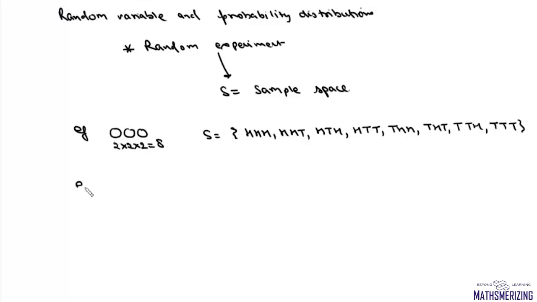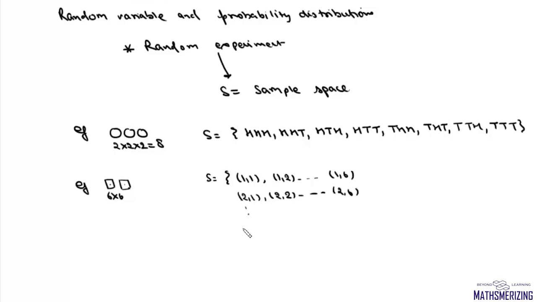And if we take another example, suppose we roll a pair of dice. Now, if we roll a pair of dice, we have 6 into 6, 36 choices. Now in this case, this sample space will contain 36 sample points, and they are (1,1), (1,2), up to (1,6), (2,1), (2,2), up to (2,6), and (6,1), (6,2), up to (6,6).